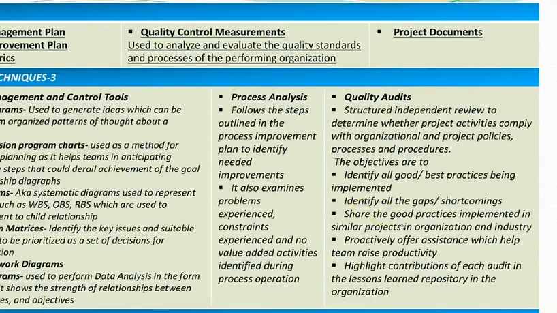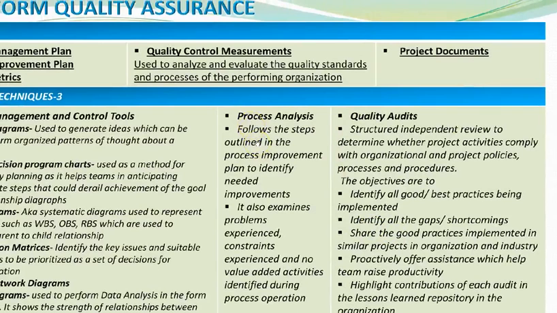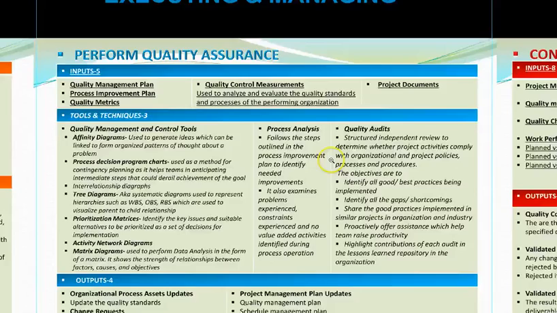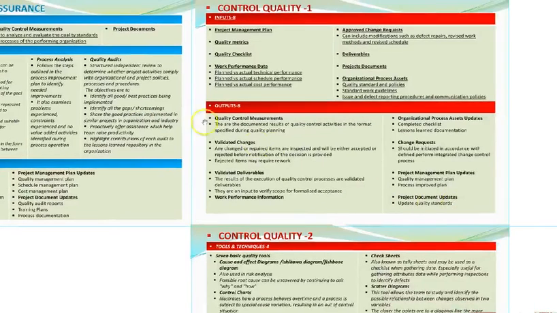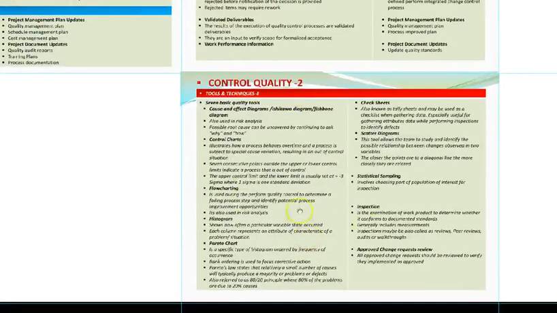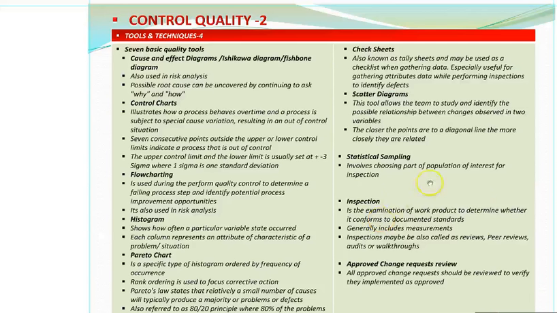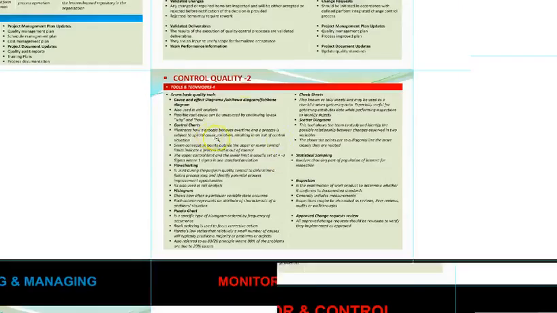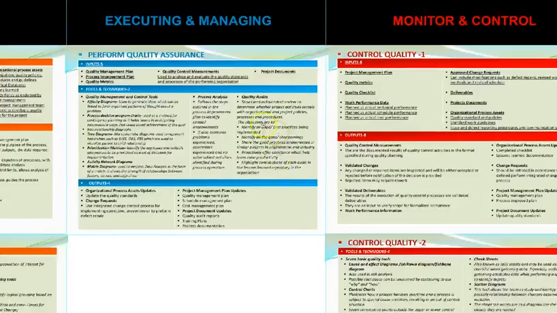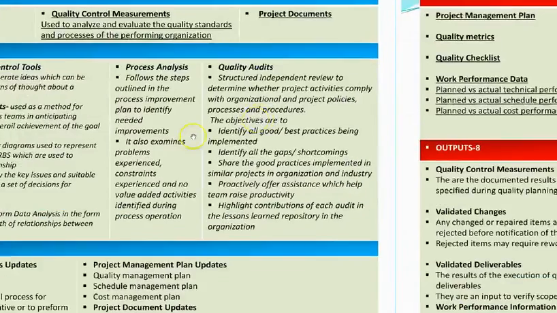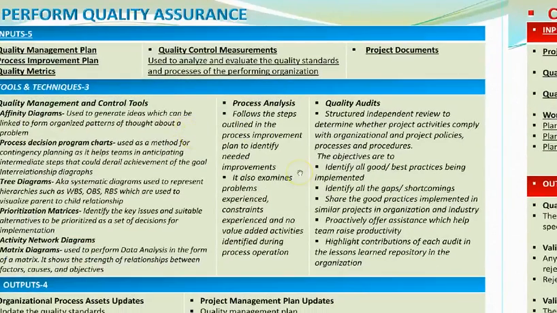Next one is quality audits. Audits are used to perform quality assurance, and what is used to perform quality control? We have inspections. So don't get confused between inspection and audits. Inspections are done in quality control and audits are done in quality assurance.